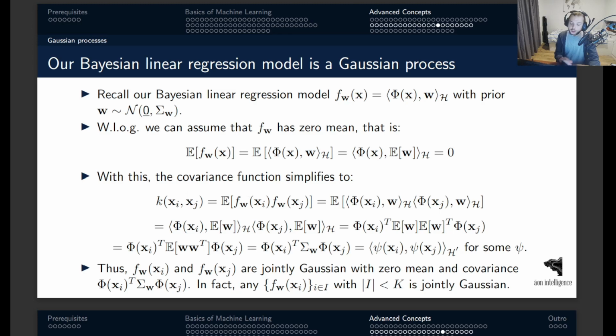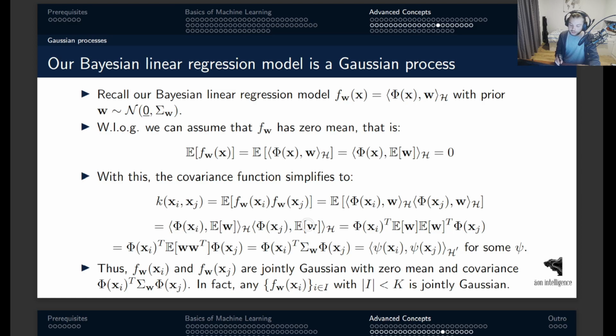So let's find the covariance function. It's the kernel function for observations xi and xj. And since this is the covariance of our predictions given these inputs, and we assumed our predictions to be zero-centered, we have that this covariance simplifies nicely to this expression. So it's the expectation of the product of these two predictions for inputs xi and xj. Both of these predictions are inner products. And then we can just push this expectation into the inner products because the inner products are linear mappings.